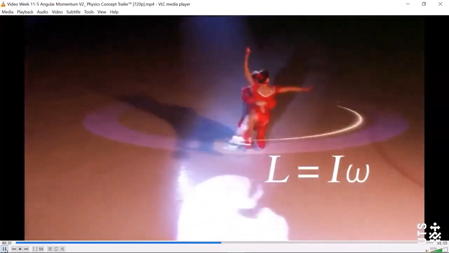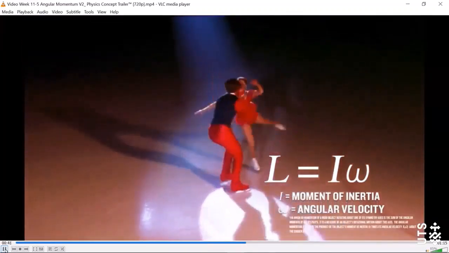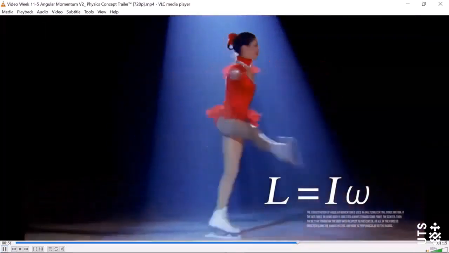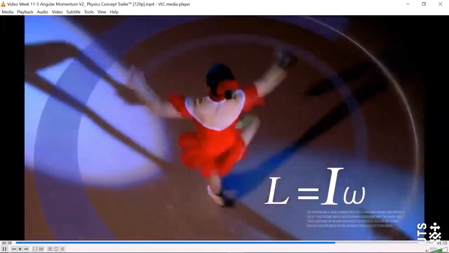Angular momentum is the product of a skater's moment of inertia and angular velocity and is represented by the letter L. When the skater is rotating with no net external torque acting on her, angular momentum is conserved. With her arms and leg outward, she increases her moment of inertia, which reduces her angular velocity. As she pulls her arms and leg inward, she is able to spin faster since her angular velocity increases while her moment of inertia decreases. And this is how skaters become champions.